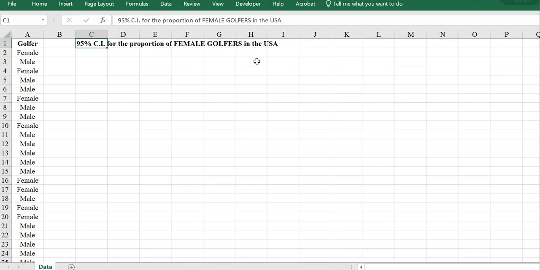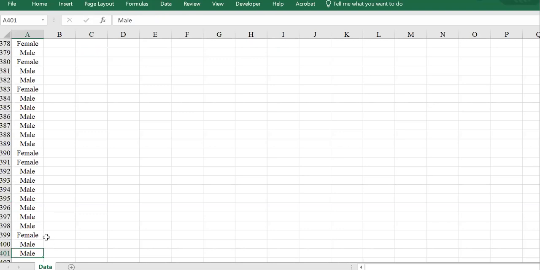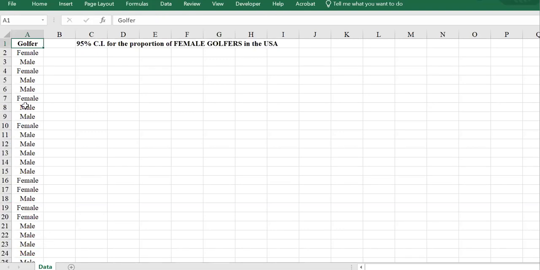So we're trying to understand how many percent of all the golfers in the United States are female. In order to understand that, we took a sample of size 400, a sample of 400 golfers, and we recorded their gender. So we have the gender information of 400 golfers in the United States, randomly selected. Now, we are going to apply the formula for the population proportion in order to get the confidence interval.